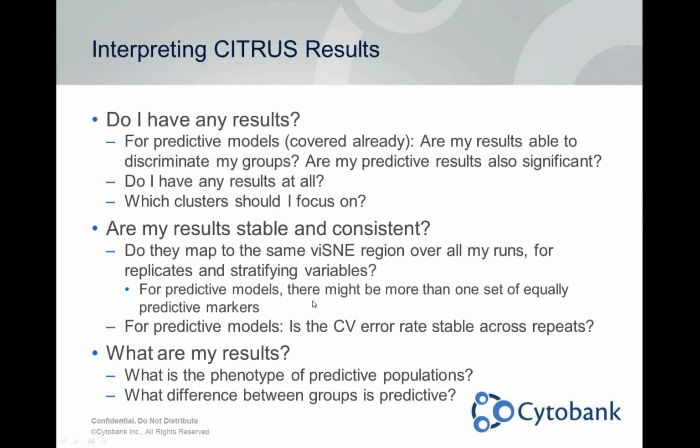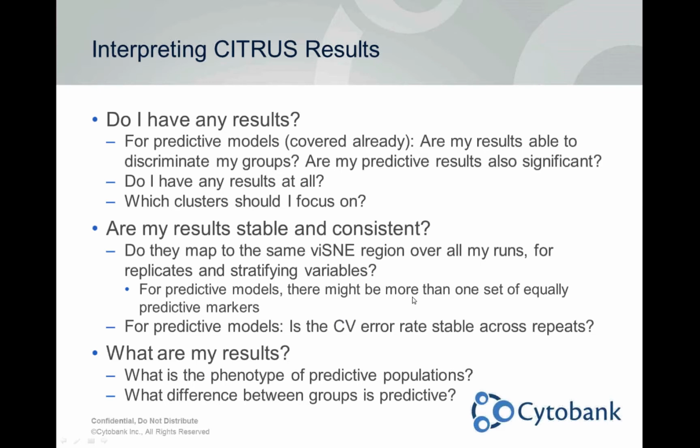For the predictive models, there might be more than one set of equally predictive markers. So if there's one particular marker, like for instance a cytokine, there might be another cytokine that's equally as predictive, and CITRUS might find that as well. So you might get a change between those two groups. They're both equally predictive. What you're looking for is a stable CV error rate. And if the CV error rate is stable across your repeats, that's ideal.